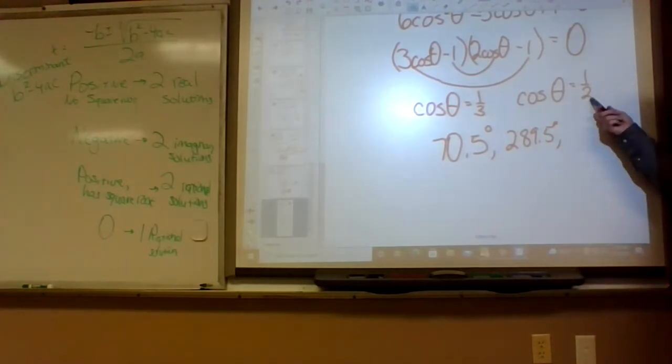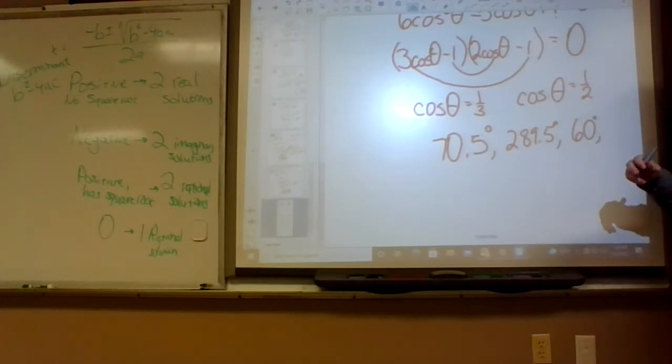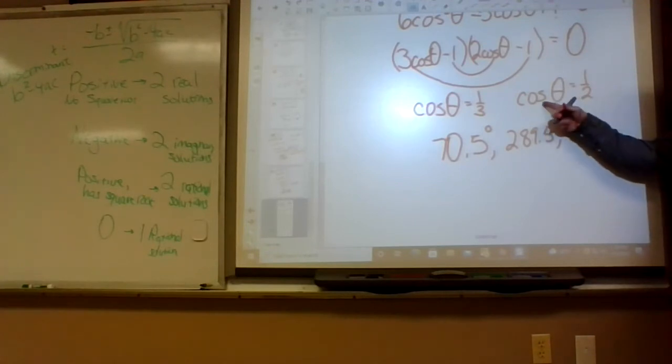And what was cosine inverse of 1/2? 60. So the fourth quadrant angle... wait, is it 60? 300. No, it's 30 and 150. That was sine.